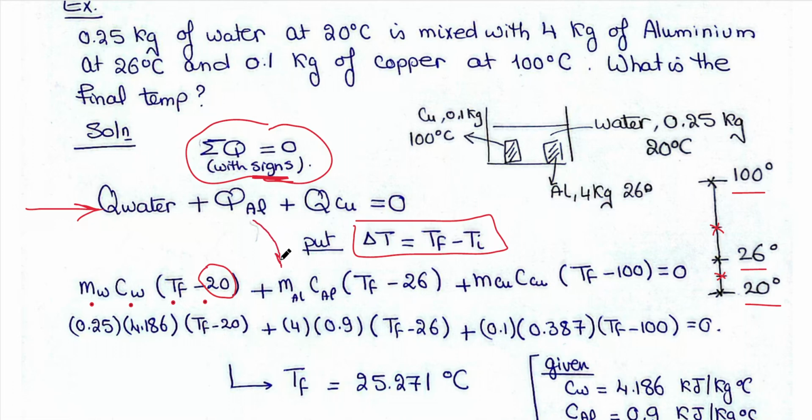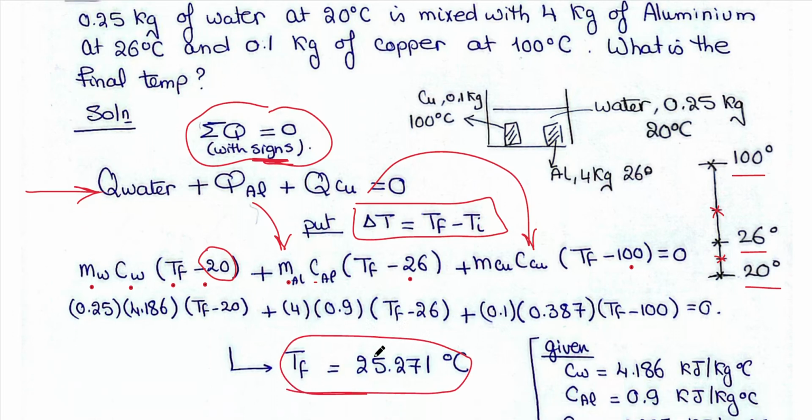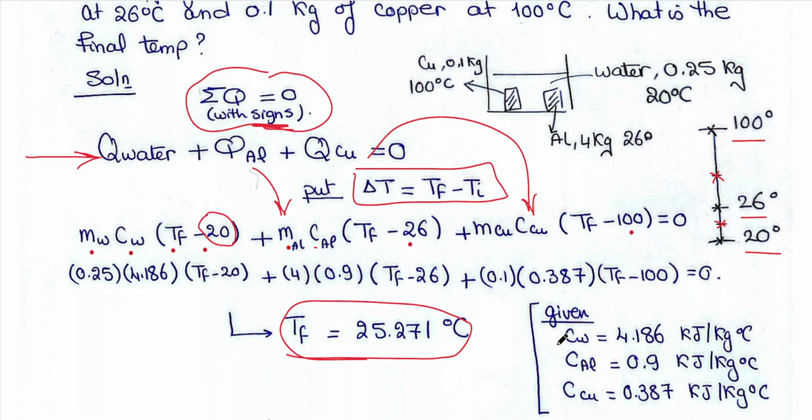Again, I will do this for aluminium: m aluminium, C aluminium, T final minus T initial of the aluminium. The aluminium initially was at 26. And for copper, m copper, C copper, T final minus 100 because the copper initially was at 100. This equation has only one unknown, which is T final. Calculate T final to be 25.27 degrees. Of course, you will need the specific heat of the three materials you are dealing with: C water, C aluminum, C copper. Thank you for listening.